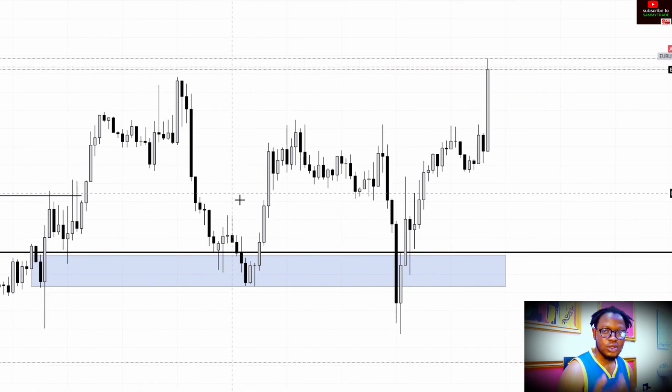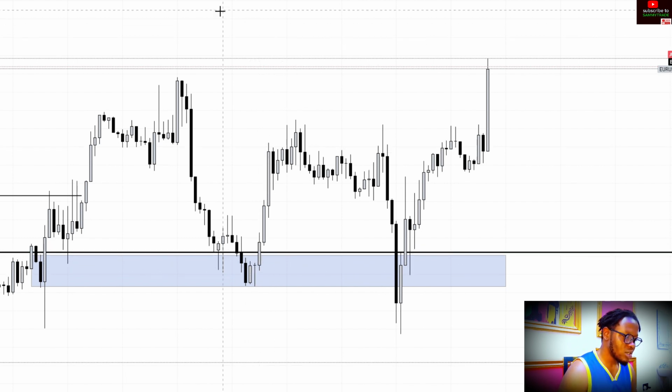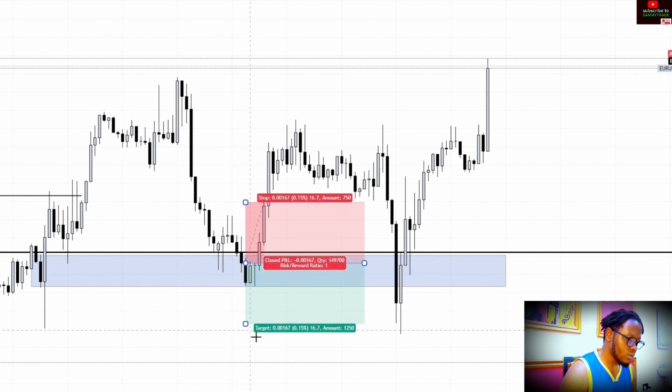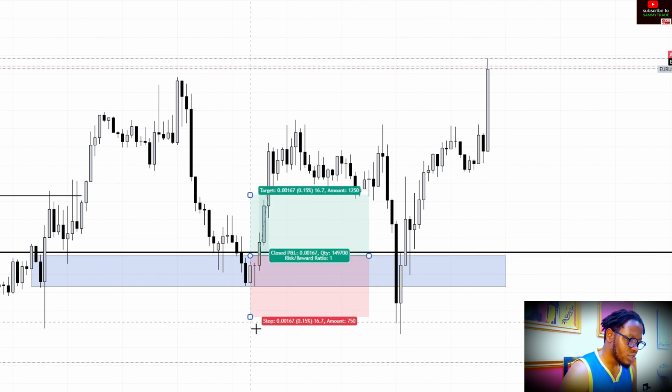Now I entered this trade twice. Entered this trade 2 times. At this point, immediately price respected it and gave me these 2 bullish engulfing candlesticks. Entered this trade right here, and entered this trade right here.